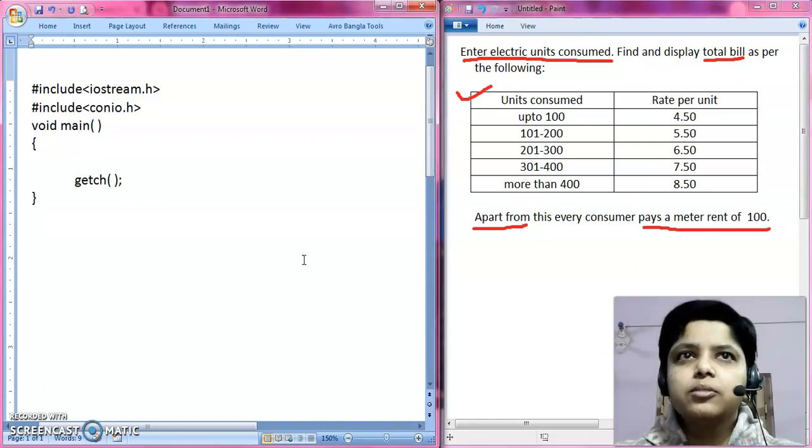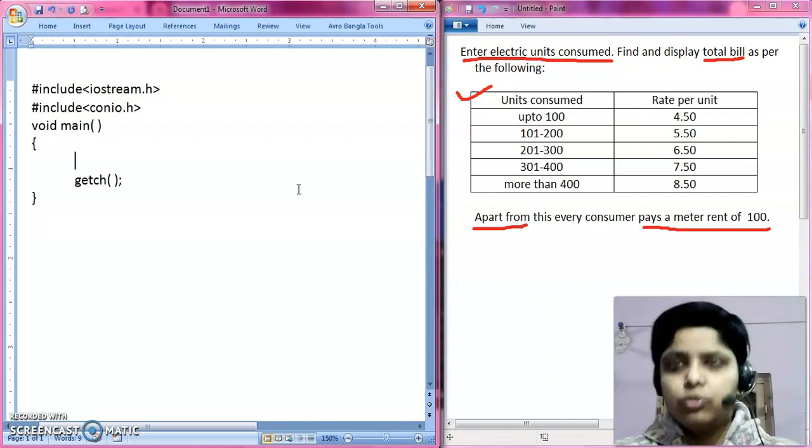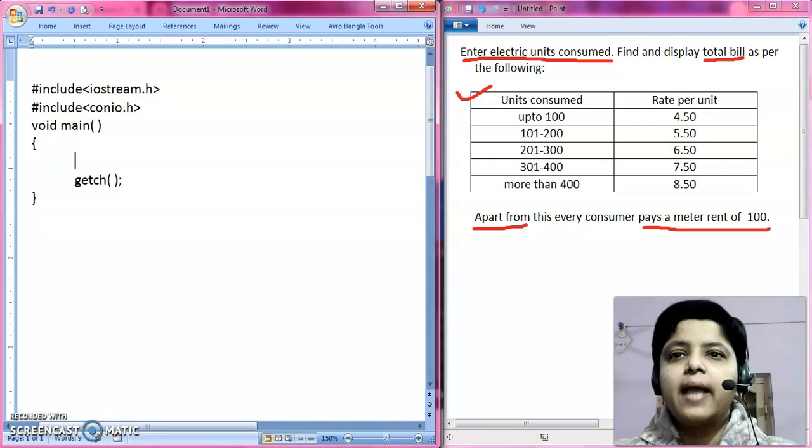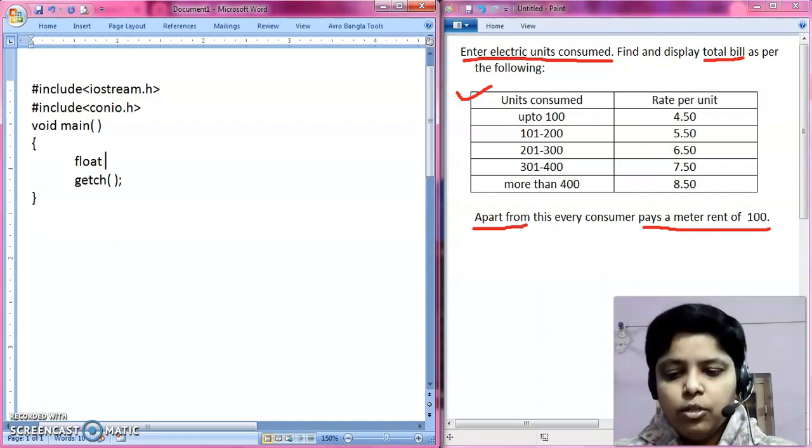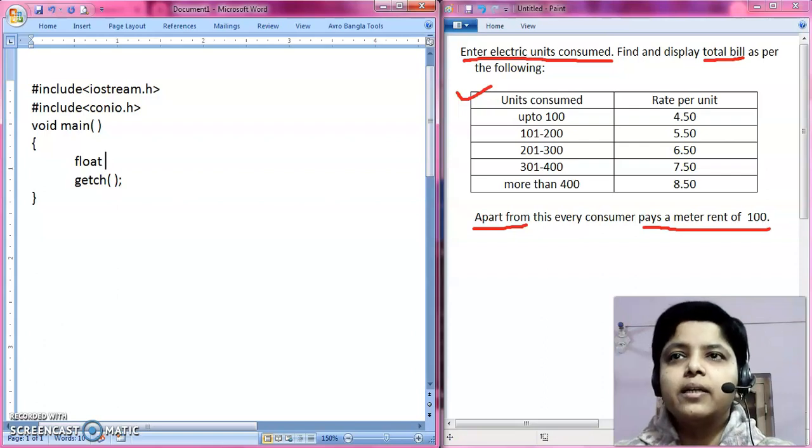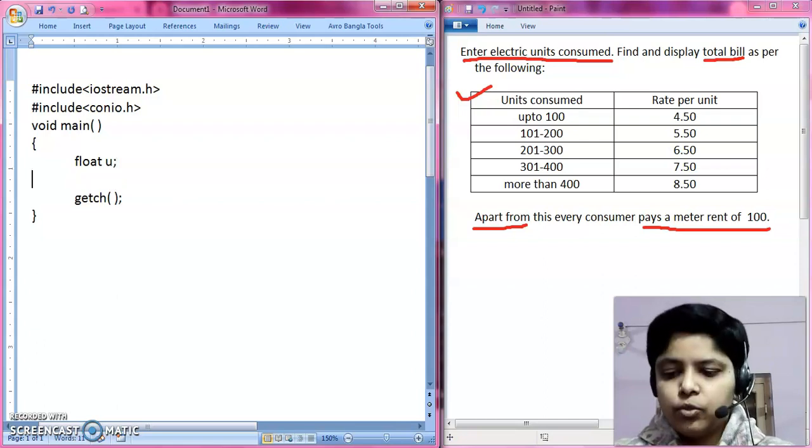So for this, we have to input the electricity unit. It is only one input. The electricity unit can be a fraction or an integer, so I am not going to take any risk. I am going to take it in a float variable. You can name it EU or U, anything you want. So this will be our input. Let's first input it.